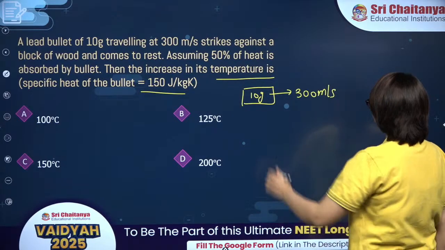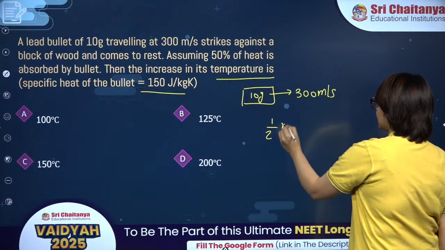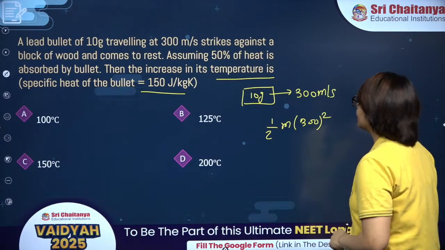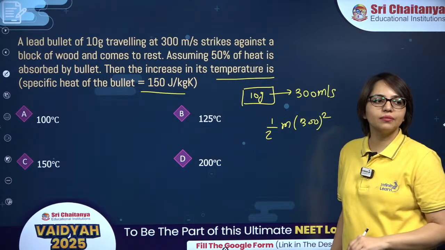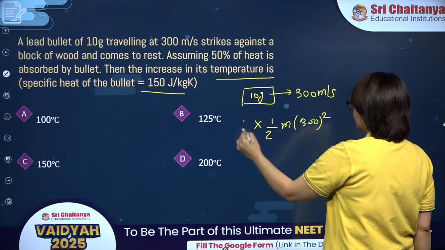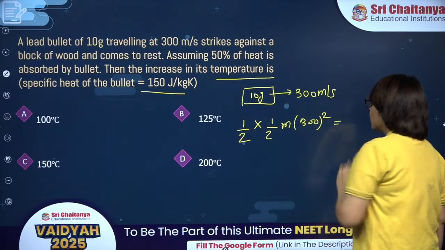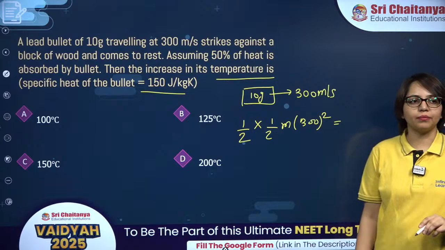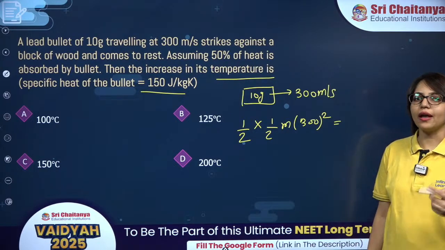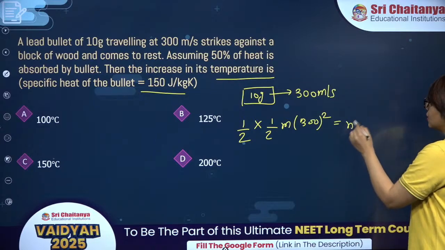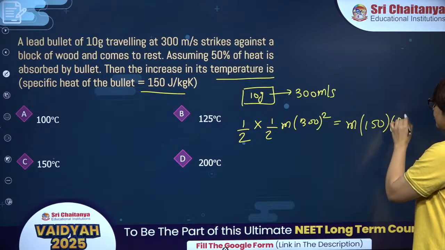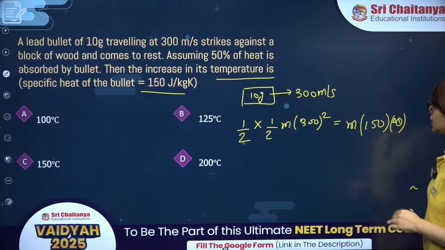Initially it has how much energy? Half mv square, and 50% of its half mv square is absorbed in the form of heat by the bullet. So whatever it has, its half will provide the increase in temperature. So for increase in temperature, how much heat is required? M into delta theta. So it is M, specific heat is 150, into delta theta. Delta theta is the change in temperature.